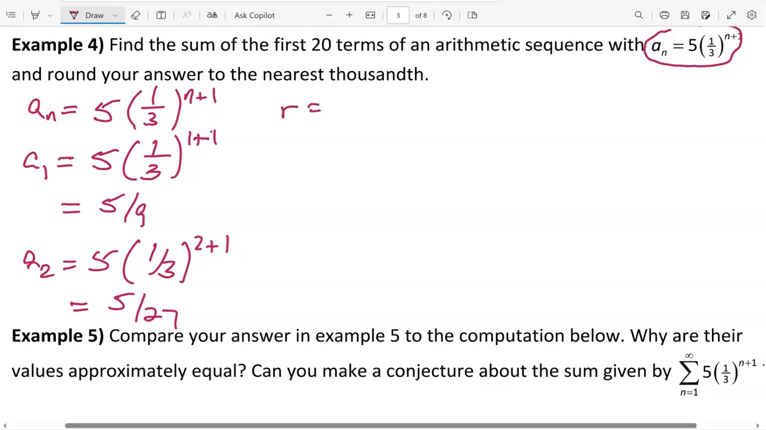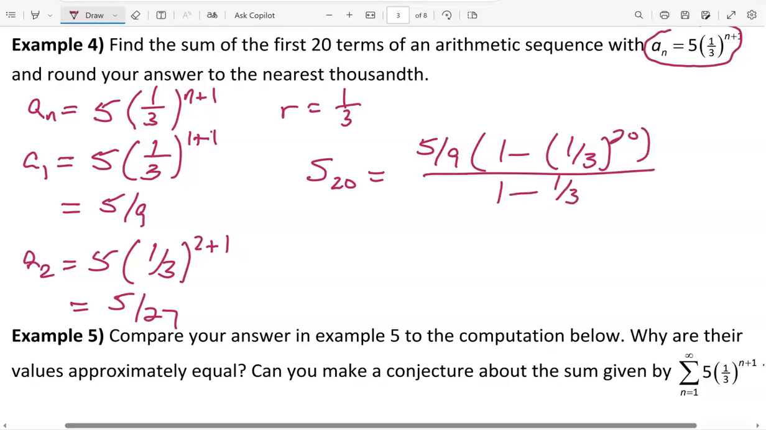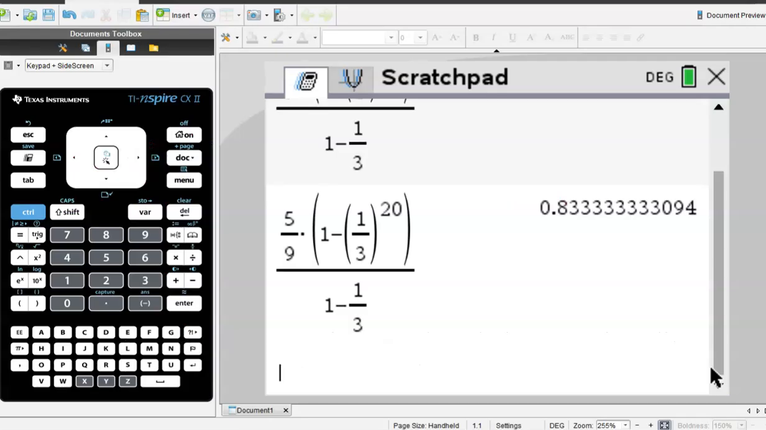So clearly our ratio here is 1/3. And so I can find the sum of the first 20 terms by finding the first term, which is 5/9, times 1 minus the common ratio of 1/3 raised to the 20th power, divided by 1 minus the common ratio of 1/3. Entering that computation, we get a 3 decimal place approximation of 0.833.